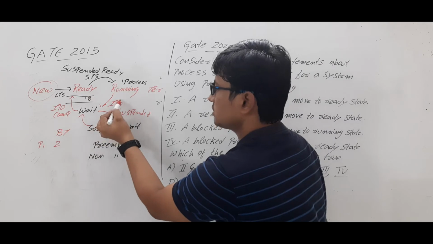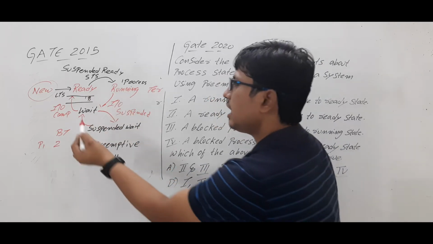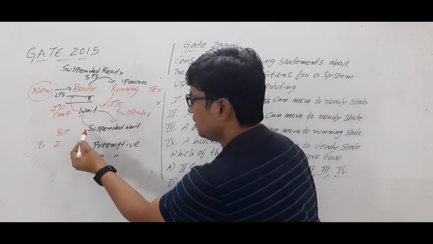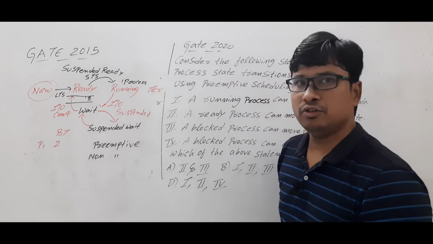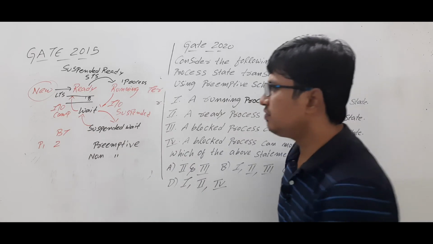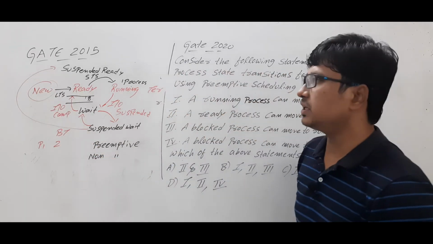Any process that has requested IO from the running state will go to the wait state, and from the wait state it can go to the ready state only. Similarly, if a process has requested an IO operation and it has completed, but the ready queue is full, then the process can wait in the suspended ready.